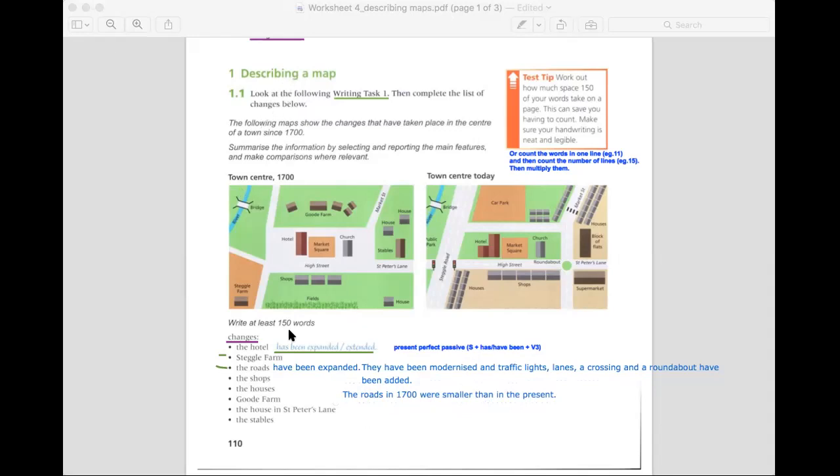So let's try something else with comparatives. Let's have a look at the houses. So here we have houses, and here we have houses as well. Okay, so pause the video. I want you to describe the changes that have happened with the houses using comparatives.